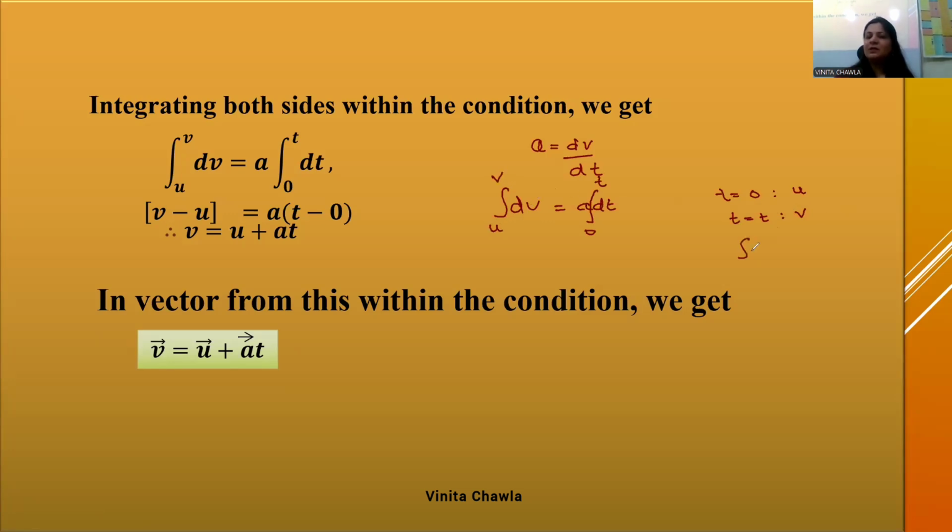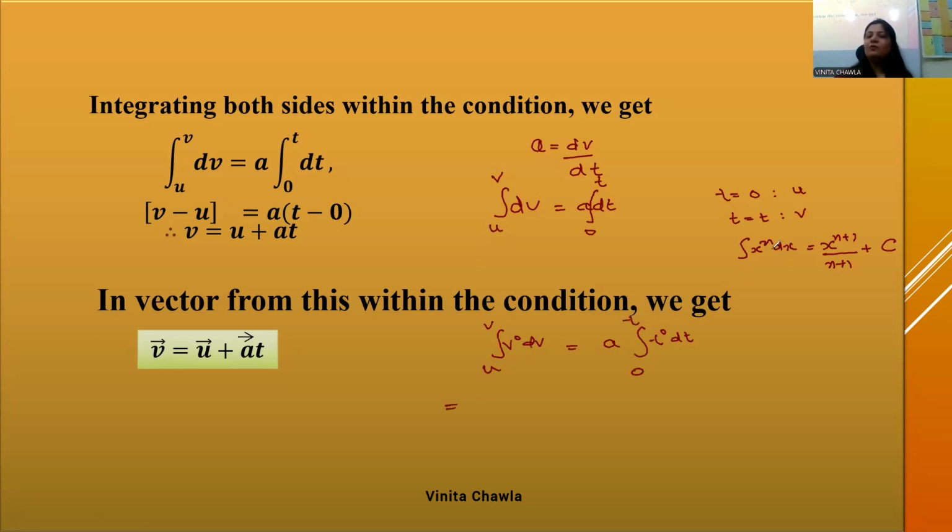Now we will use the relation for the integral of x^n dx, which is x^(n+1) upon n plus 1. If we have no limits, we write the constant of integration with this. And if we are given the limits, then there is no need to write the constant of integration. Okay. So here we have dv. This dv can be written as v^0 dv, integrated from u to v. And a, and this dt can be written as t raised to the power 0, dt, again integrated from 0 to t.